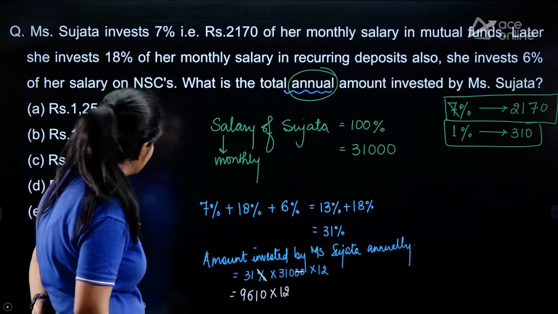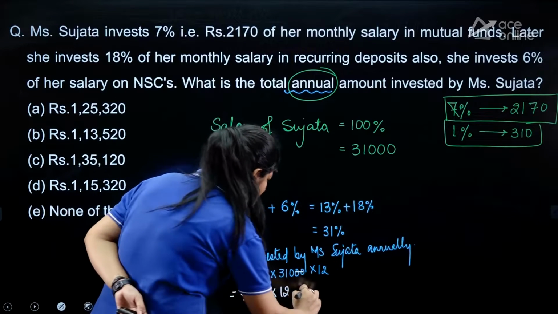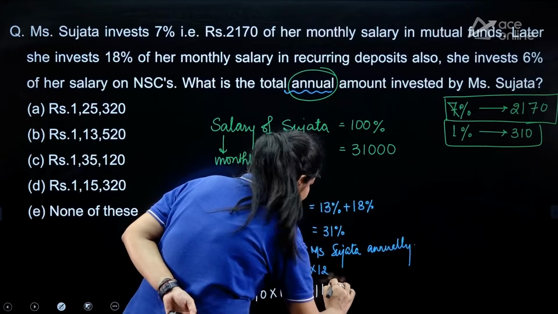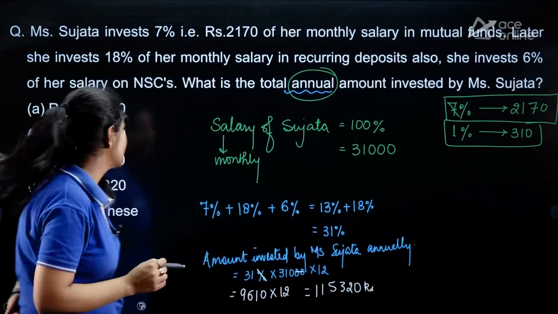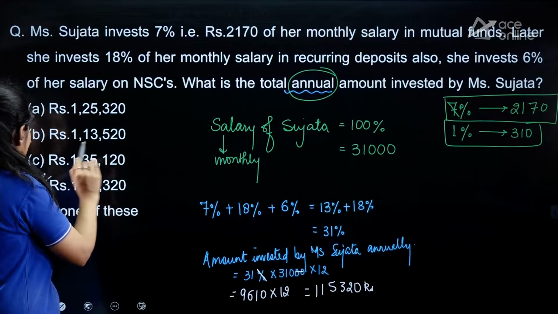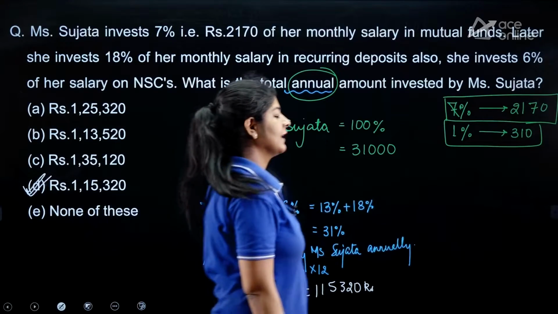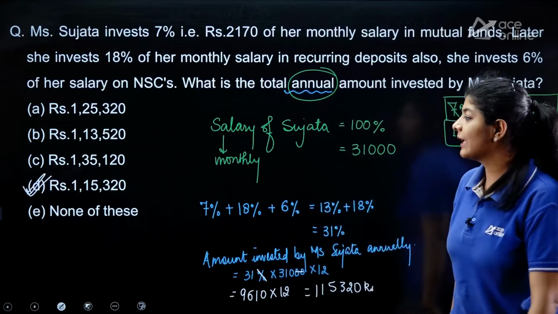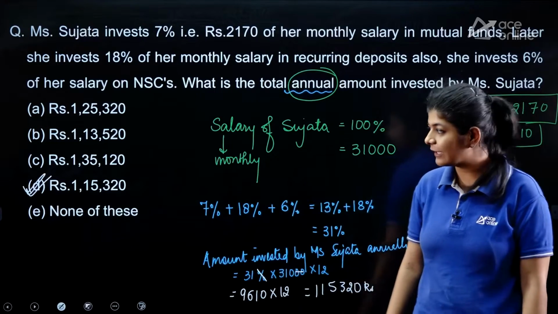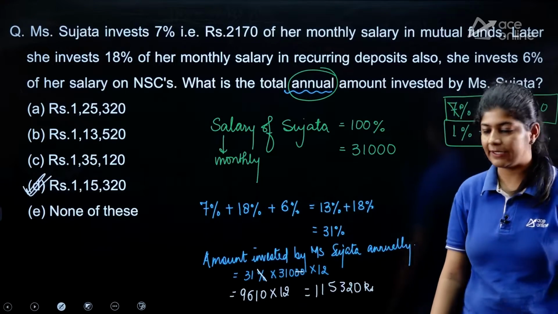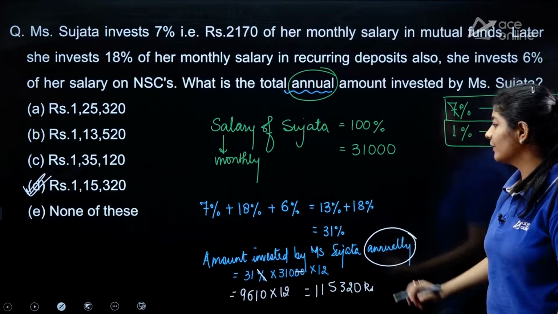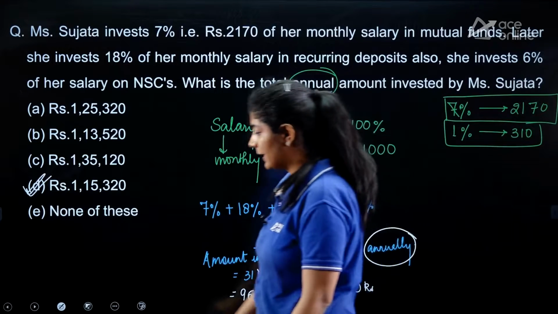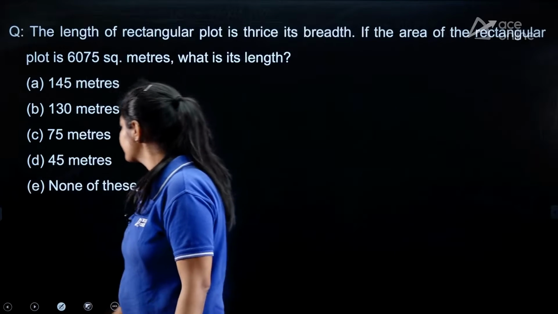Now, if we do the multiplication, what we got? We got 115,320 rupees. That means your option number D is the correct one. The investment is 1,15,320, right? This is the annual investment. Next question.